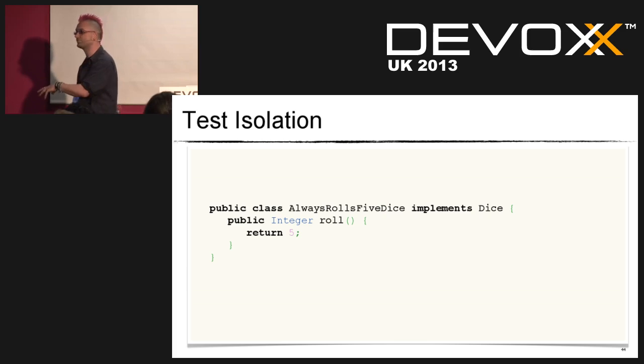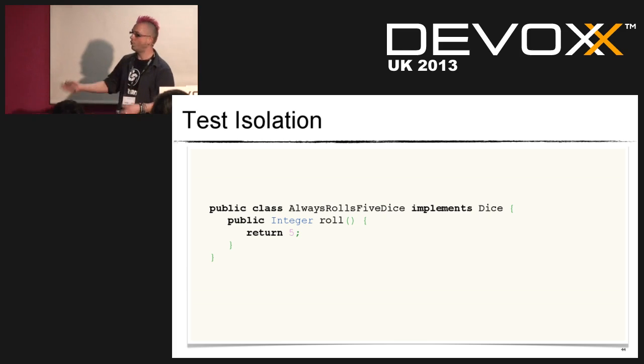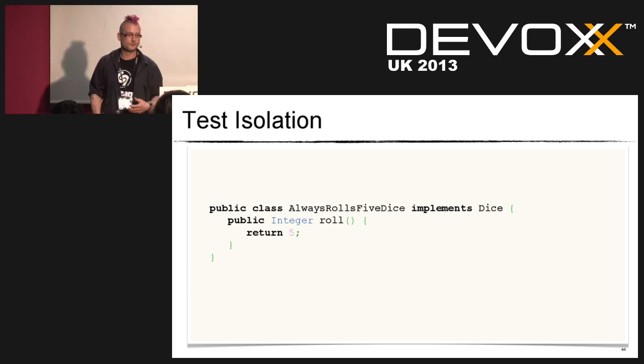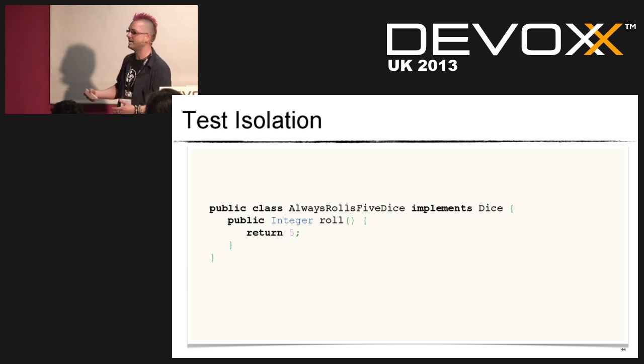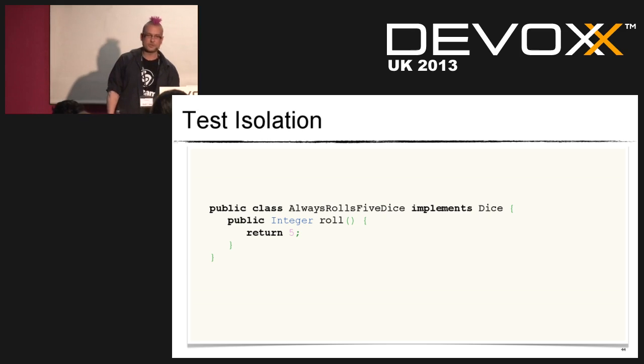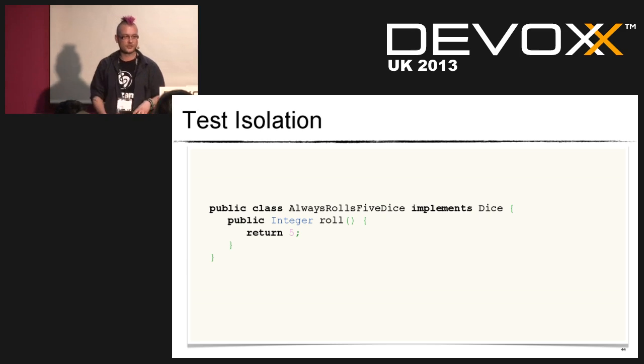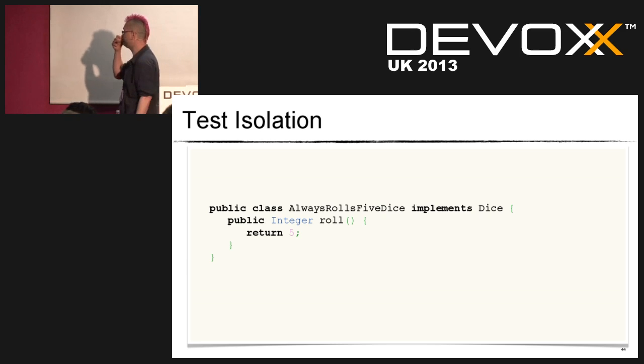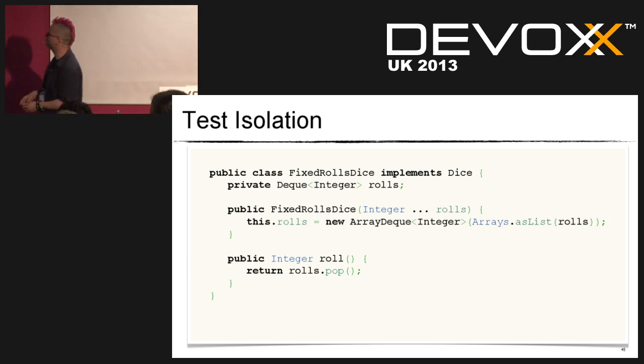I generally find these useful for when I want something that always throws an exception, or if I'm interacting with a database and I just want no data to come back. But you can't do a lot with them. So what you can do instead is write a fake. Take an example of a fake. What this does is you seed it with a list of numbers that you want, and every time we roll it, we pop one off the top.